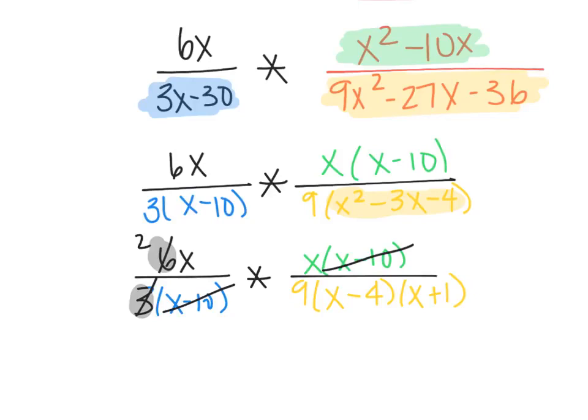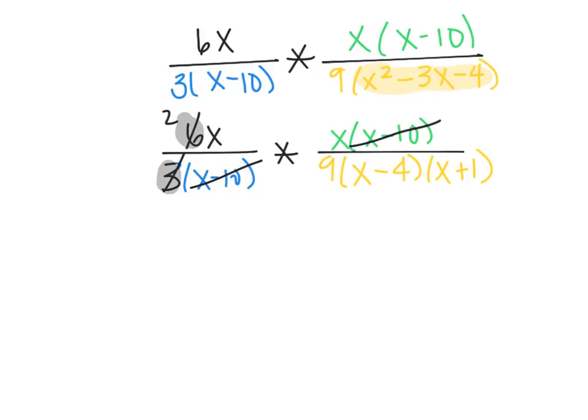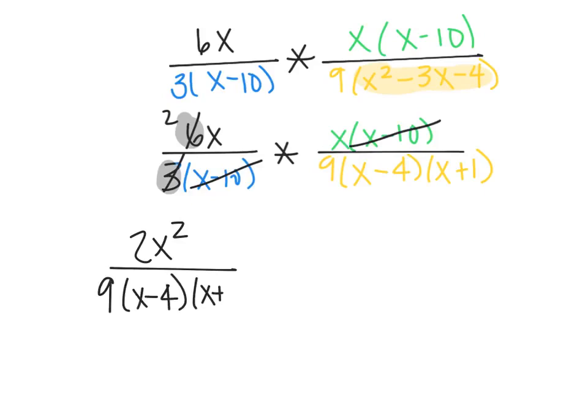Is there anything else we can do to that then? Divide the factors by a number from the line. Why not? So anything else we can do to this problem? Yes, no? I don't think so. Okay, so numerator, what's left? 2x squared divided by 9 times x minus 4 times x plus 1.